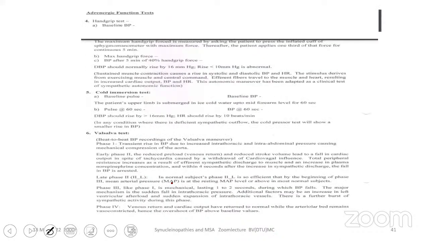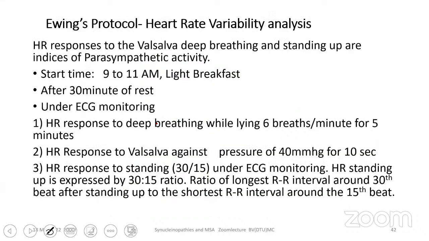And the other blood pressure tests: a hand grip test, cold immersion test, and again the Valsalva test. The Valsalva test is very, very important. There is an Ewing's protocol on how to do these tests. Heart rate variability analysis: heart rate responses to the Valsalva, deep breathing, and standing up are the indices of parasympathetic activity. So one of the examples is, if you want to do this test, the patient should have a light breakfast.